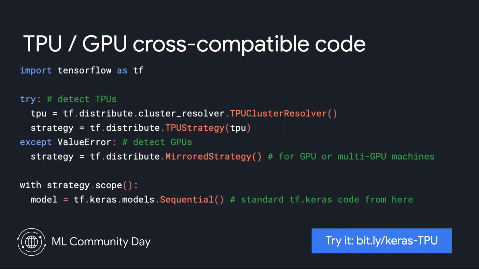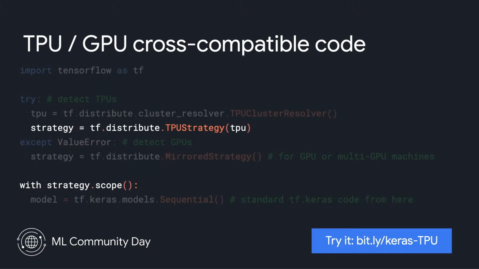TensorFlow has introduced the Distribution Strategies API, which allows you to write cross-compatible code for a wide variety of hardware configurations, such as TPUs, TPU pods, GPUs, as well as multi-GPU machines. As you can see, with only a few lines of code, you can detect the hardware and select the appropriate distribution strategy. TPU strategy for TPUs or TPU pods, mirrored strategy for GPUs or multi-GPU machines. To use a distribution strategy, instantiate your model in the strategy scope, and you are done. The rest is regular Keras code. You can also try it out with the Colab sample at bit.ly/keras-tpu.